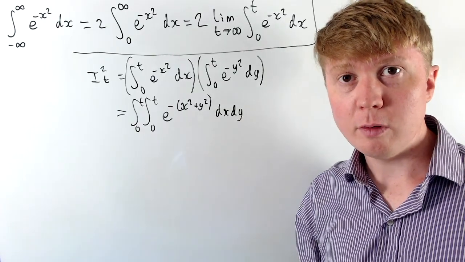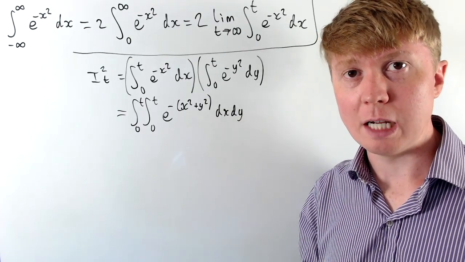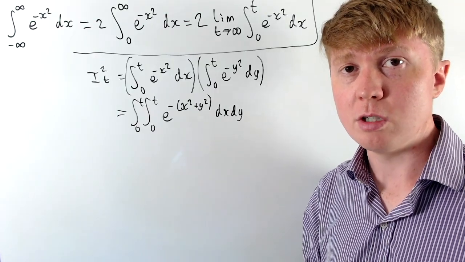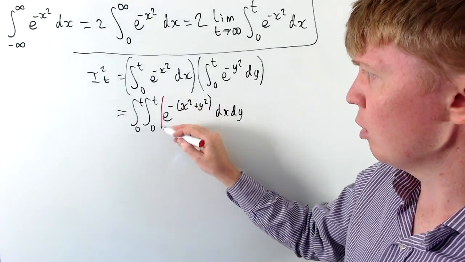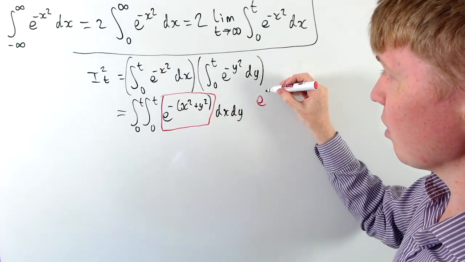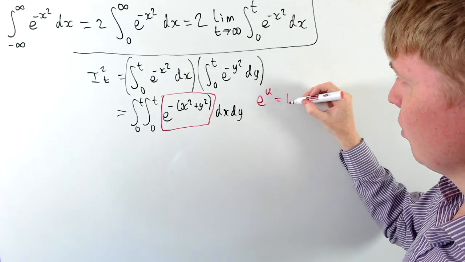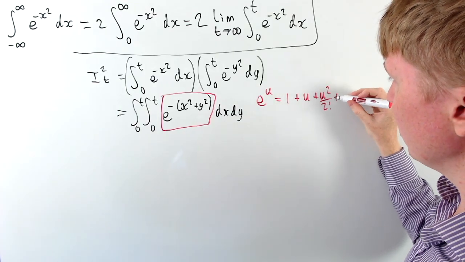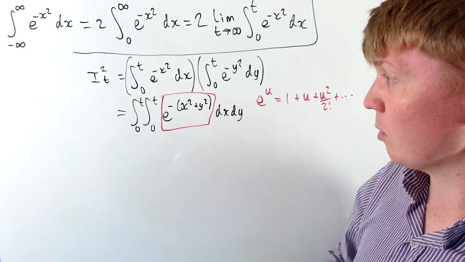So this all looks very familiar so far, but at this point we're going to diverge from the approach of using polar coordinates, and instead we're going to use series expansions. So we can use the series expansion of e to a number, so we know that e to the power of u is 1 plus u plus u squared over 2 factorial and so on. So we'll write this using sigma notation now.